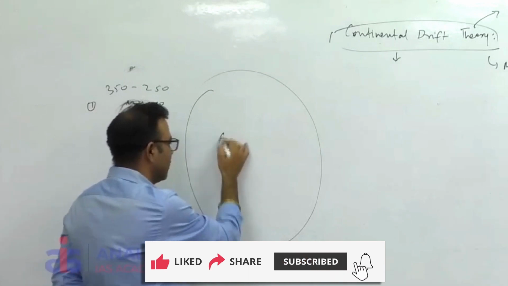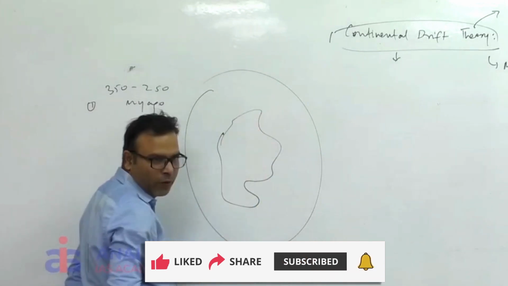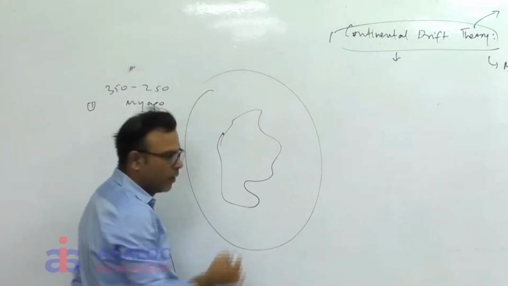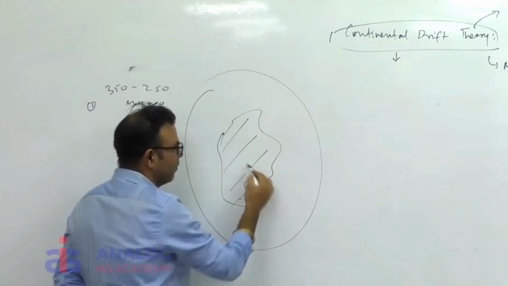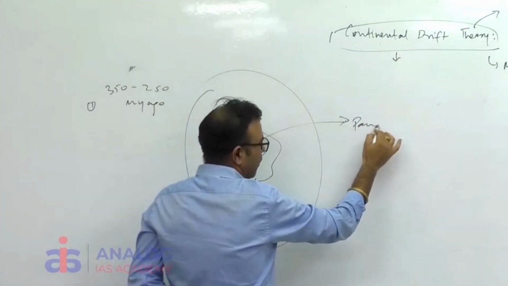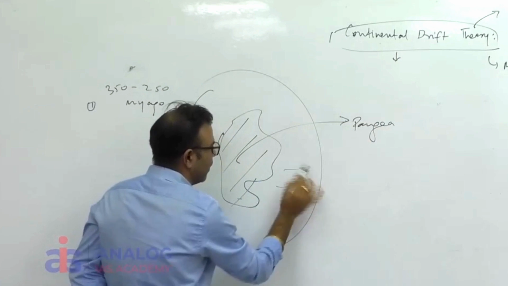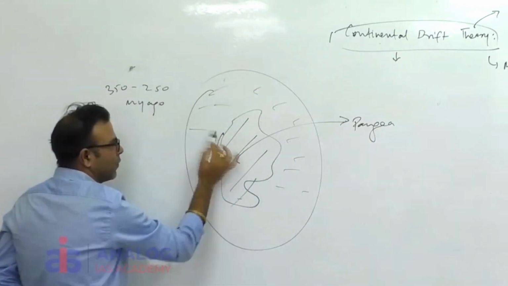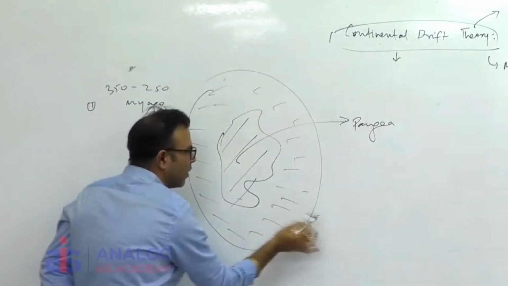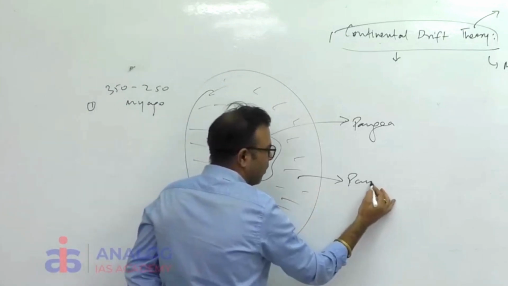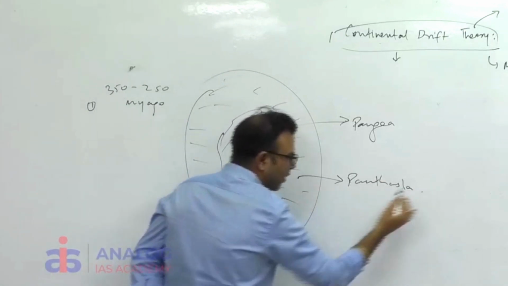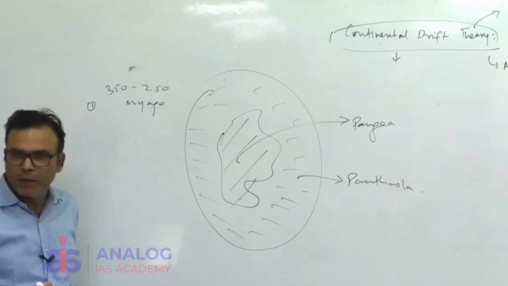So all the land masses were together. This land mass we called by which name? Pangea. And this is surrounded by a single large water body called what? Panthalassa. So now diagrammatically I am just presenting all.